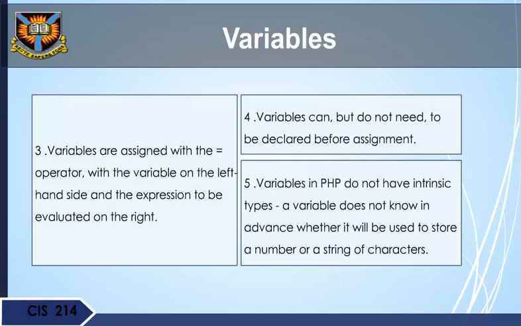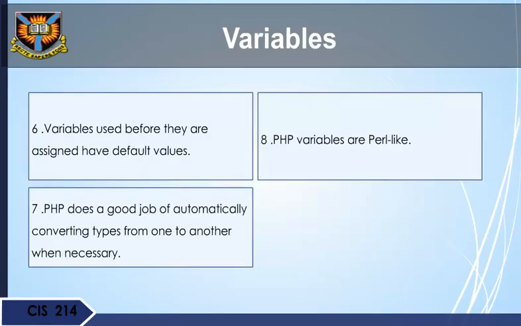4. Variables can, but do not need to, be declared before assignment. 5. Variables in PHP do not have intrinsic types. A variable does not know in advance whether it will be used to store a number or a string of characters. 6. Variables used before they are assigned have default values. 7. PHP does a good job of automatically converting types from one to another when necessary. 8. PHP variables are Perl-like.